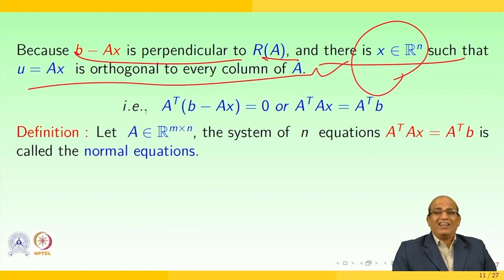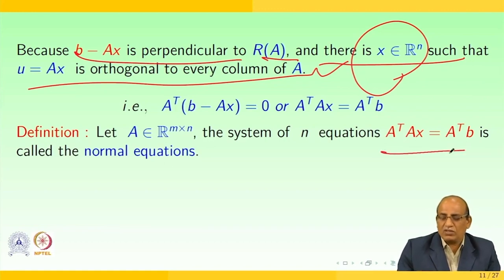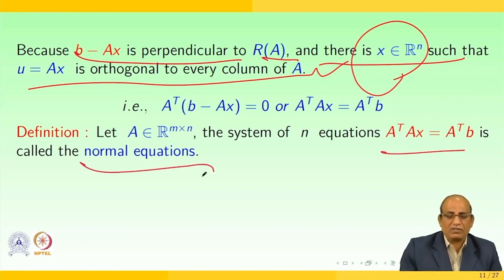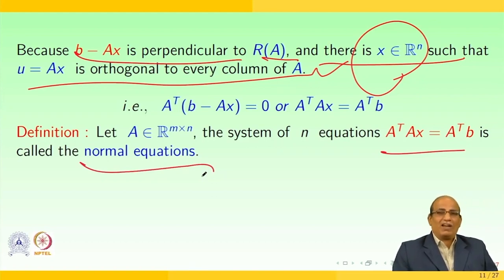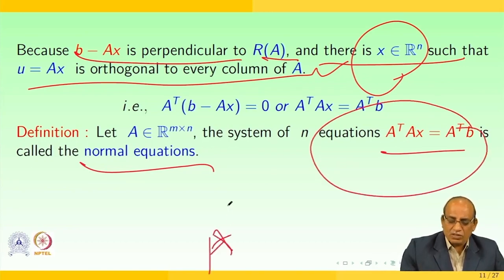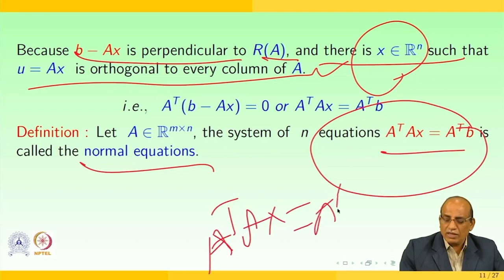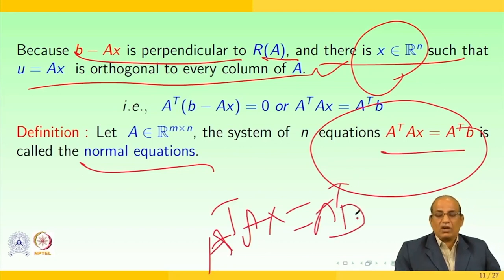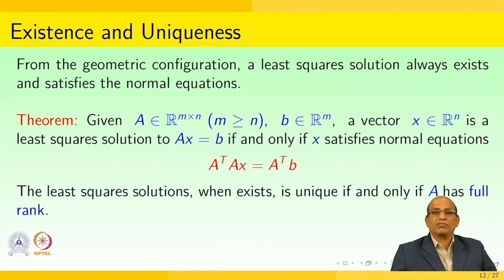Now let us see, let A belong to R^(m by n). The system of n equations, that is A transpose A x is equal to A transpose b, is called the normal equations. So very, very important case. How do you obtain the normal equations for a set of matrices? When you have the matrix A belonging to R^(m by n), the system of equations, that is A transpose A x is equal to A transpose b, is called the normal equations. So once you bring it down to normal equations, much of the theory becomes very easy for us to find out the nature of those systems.